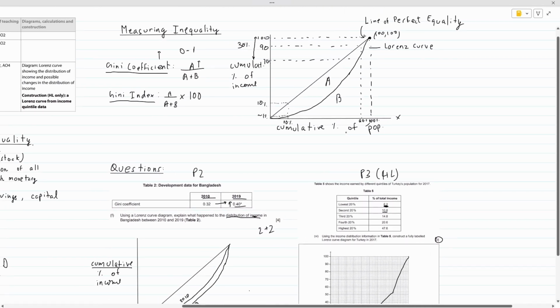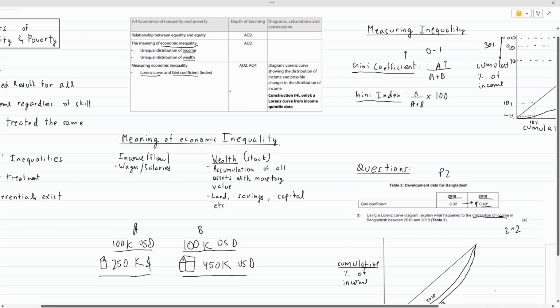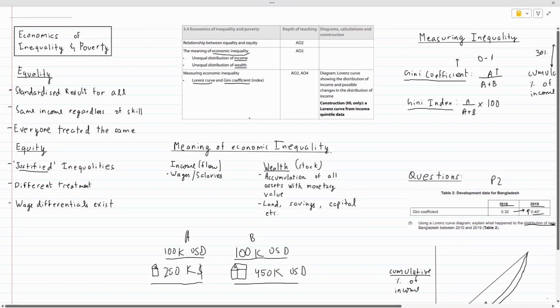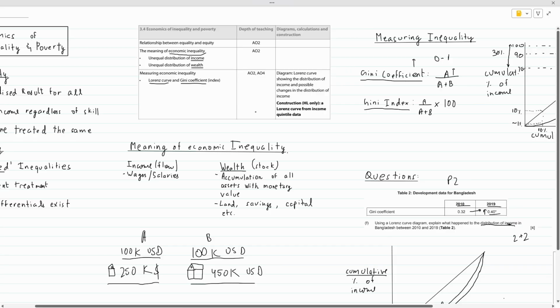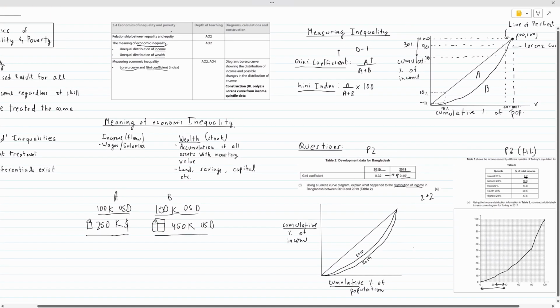So that's really the extent that the first three topics will go to. Next, we're going to dive a little deeper into the concepts of poverty and measuring it and how we can overcome it.